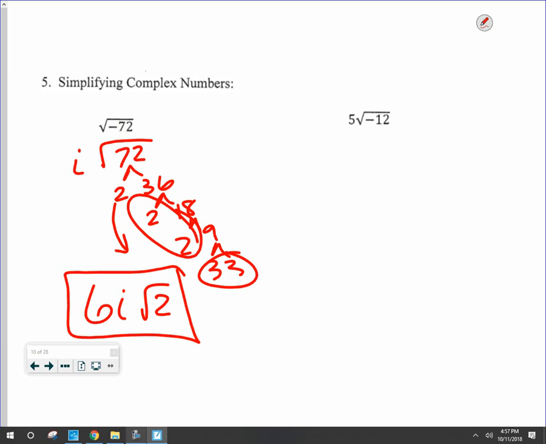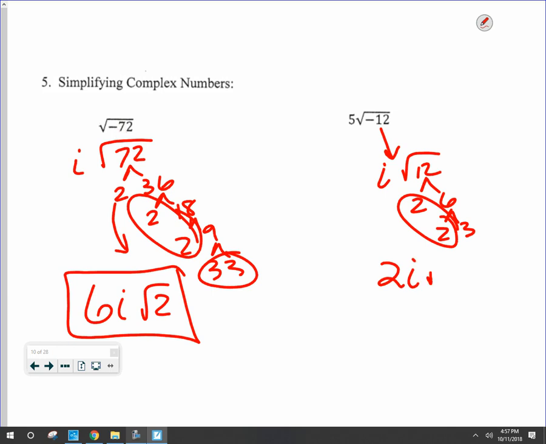Next one, again, I'm just going to simplify the square root of 12 first. So 2i square root of 3. Then multiply it by 5.